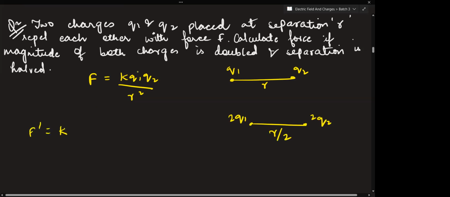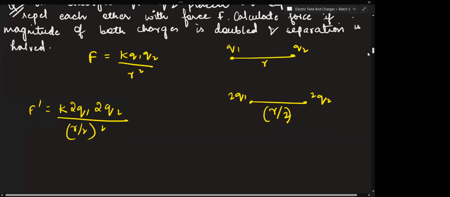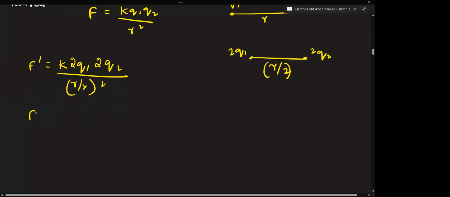K will be there. Instead of Q1, you will consider 2Q1. Instead of Q2, you will consider 2Q2. Divided by R square, not R square you will write square of this term, R by 2 whole square. Understood how to write this? Yes, ma'am. Now see, just expand this. This is what? This is 2 multiplied by 2 is 4, k q1 q2 divided by r square, and this 4 also goes. This becomes 16 k q1 q2 divided by r square.